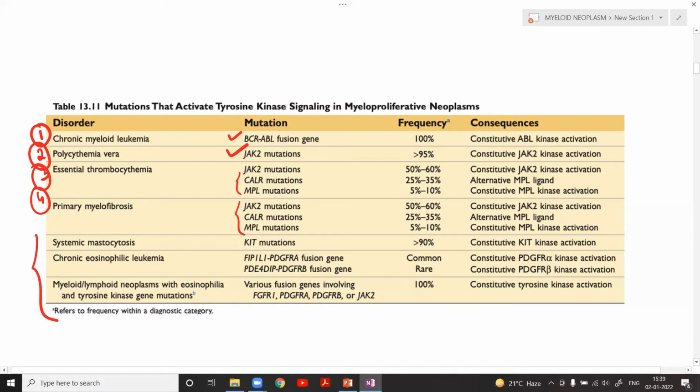Then there are other myeloproliferative neoplasms like systemic mastocytosis, chronic eosinophilic leukemia, as well as myeloid lymphoid neoplasm with eosinophilia. Now, very important is, although all of these are the myeloproliferative neoplasms, in practice, these four constitute the most important ones. So in exam, you should remember and you should always spell out these first. And you should remember the corresponding mutations that are there.